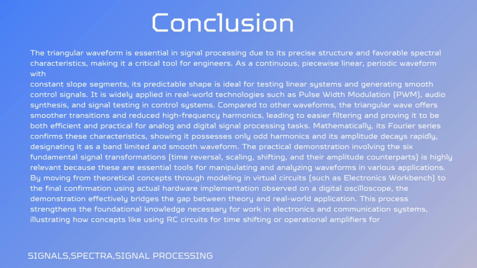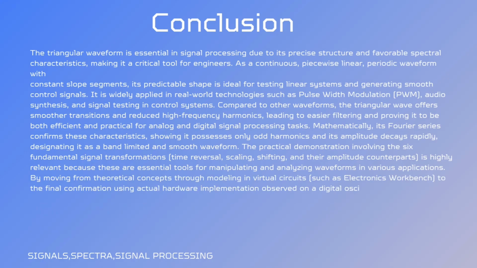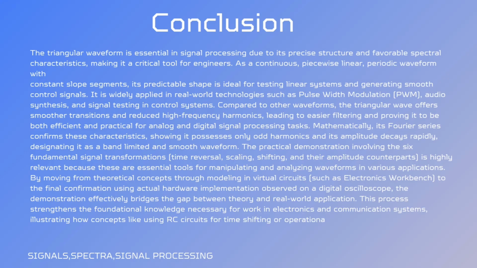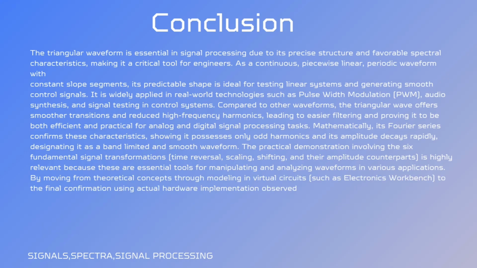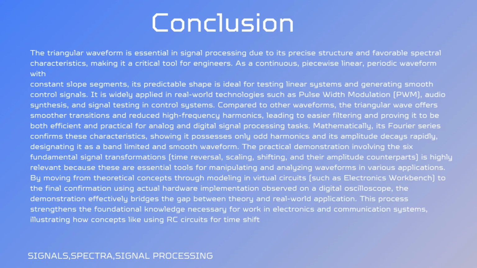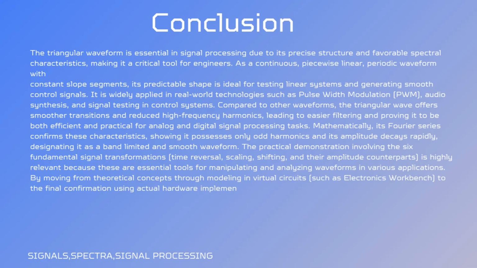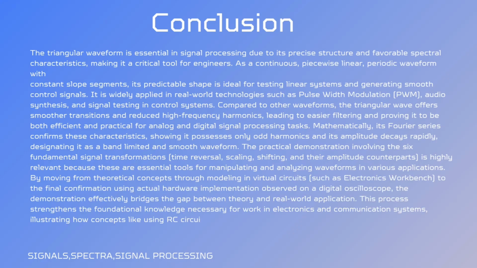Mathematically, its Fourier series confirms these characteristics, showing it possesses only odd harmonics and its amplitude decays rapidly, designating it as a band-limited and smooth waveform. The practical demonstration involving the 6 fundamental signal transformations, time reversal, scaling, shifting, and their amplitude counterparts, is highly relevant because these are essential tools for manipulating and analyzing waveforms in various applications.